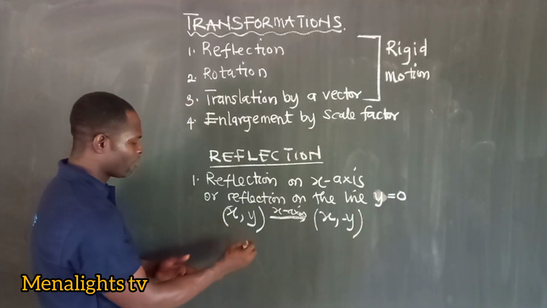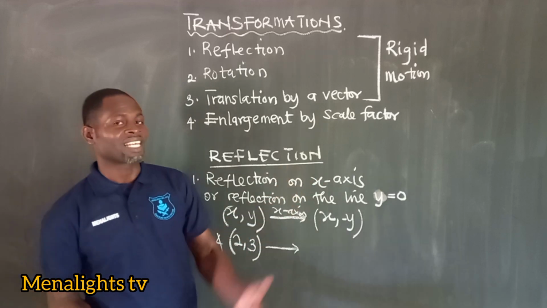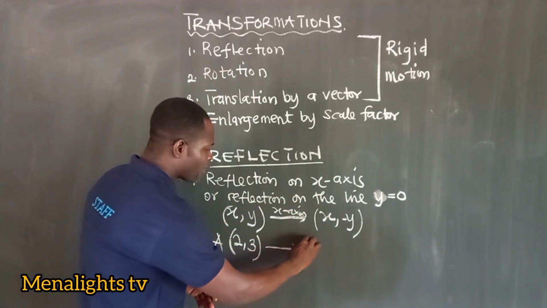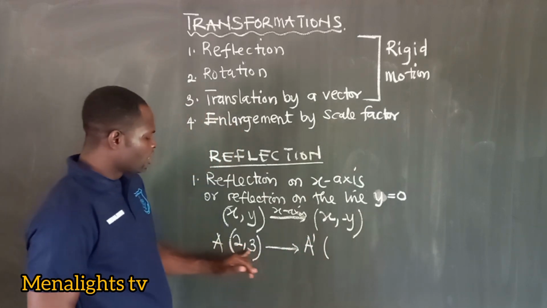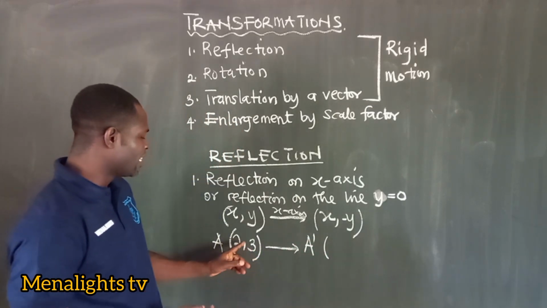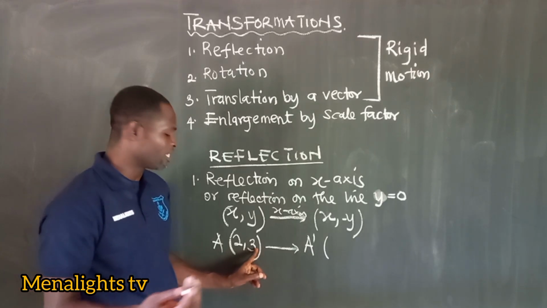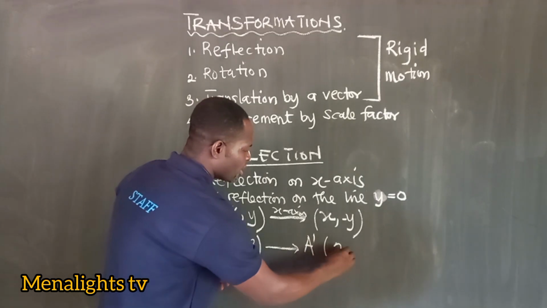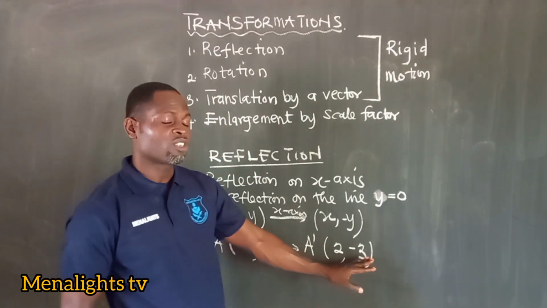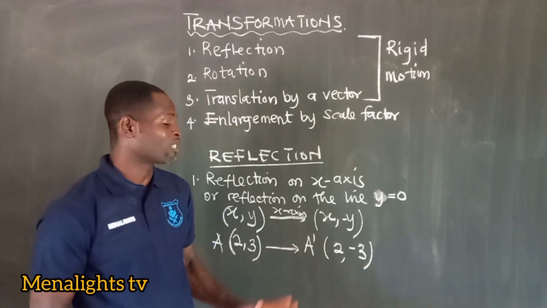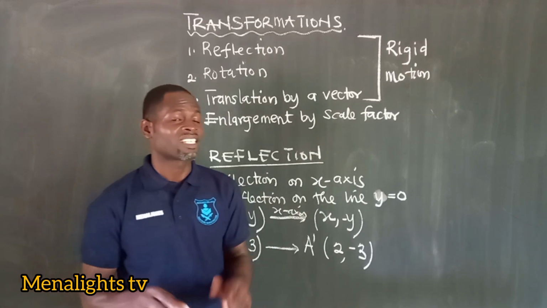Now let's look at an example. We have the point (2, 3). When you reflect this on the x-axis, you are going to have A1, which is the image. Since you are reflecting on the x-axis, the y-coordinate will be negated. So you are going to have (2, -3). That is when you reflect on the line y is equal to 0, or reflection on the x-axis.